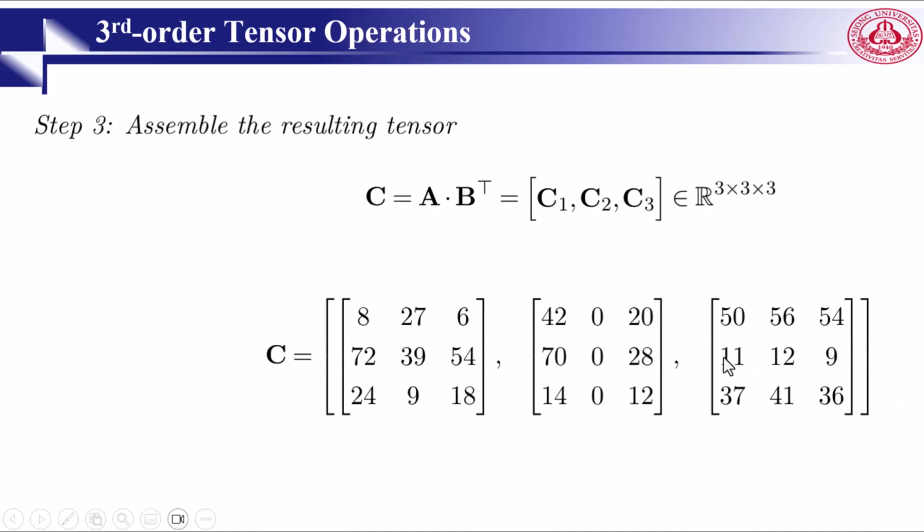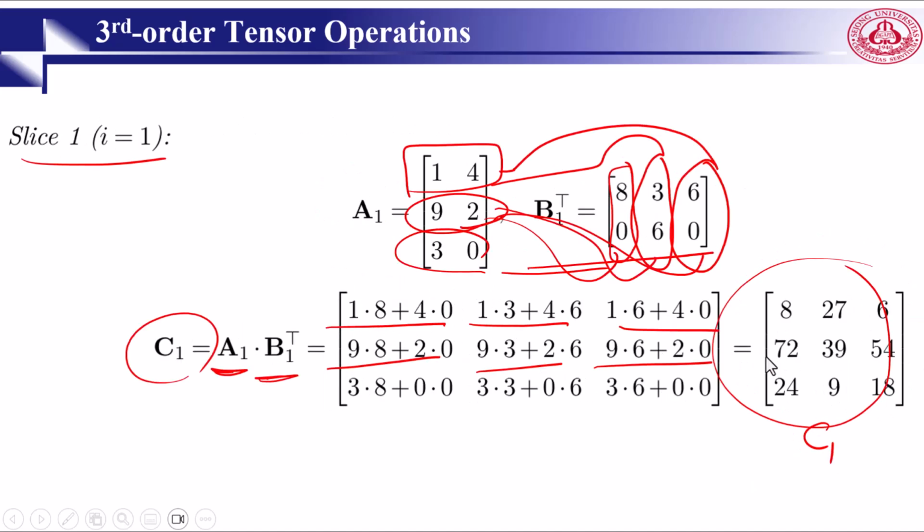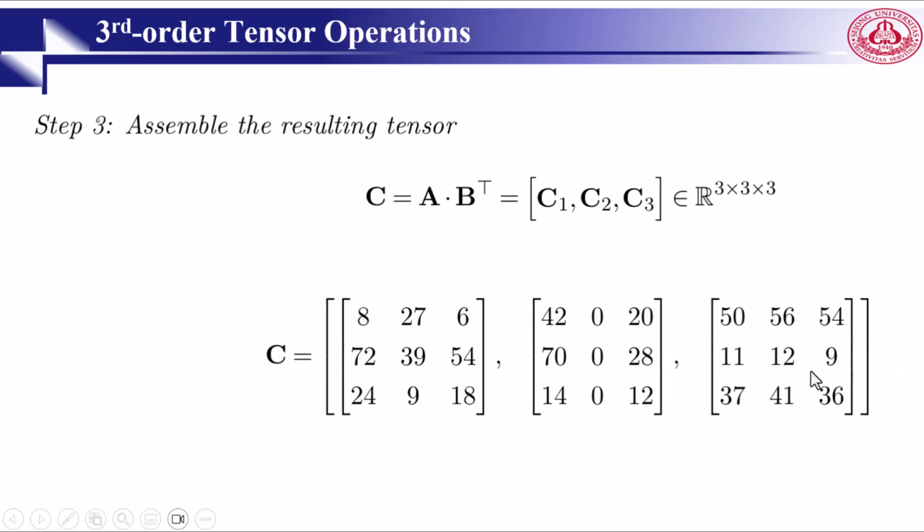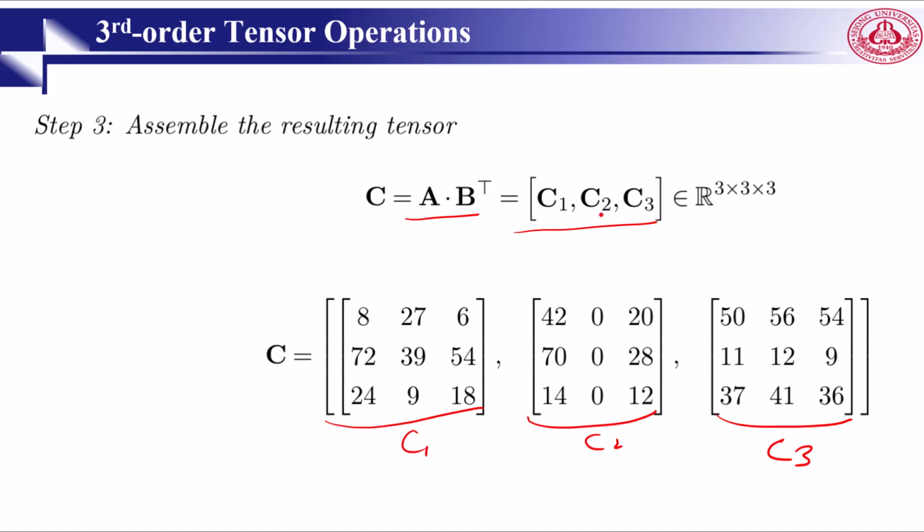So then we will bring all of them together, right? So C1, C2, and C3. So we will come up with this one. This is C1, C2, and C3, right? So we will have the multiplication of A into the transpose of B as C1, C2, and C3. And this is the result.